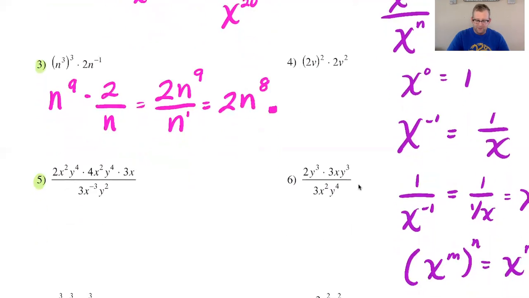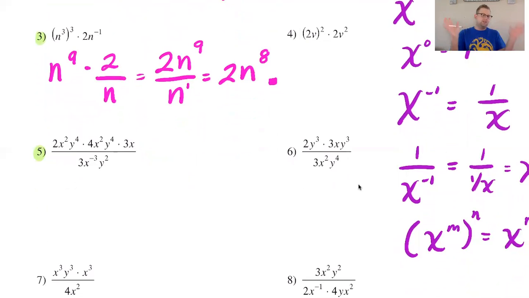All right, number 5. It looks daunting, but just stick with me. We will get through this fine. What I like to do here first is look at the coefficients, or the numbers in front of our variables. And so I see I have a 2, a 4, and a 3, and in the denominator I have a 3, so I can cancel those two 3s out, and I know I'll end up with an 8.